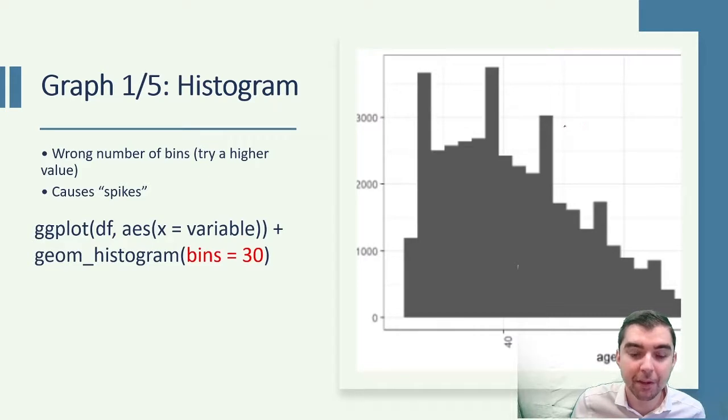Be careful that you specify the right number of bins. Otherwise, your histogram will have a problem like this, where there are all of these spikes. You can change this by adjusting the bin width in the histogram argument.